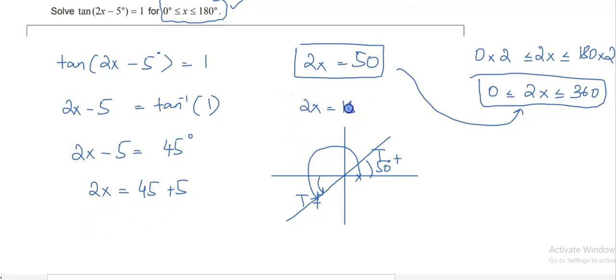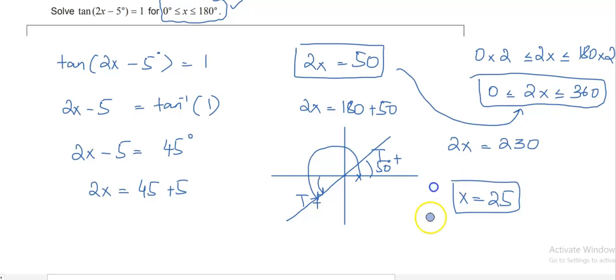so this becomes 180 plus 50, right? So this becomes 2x is equal to 230 degrees. Now I'll divide all of them by 2, so we end up getting x is equal to 25. That's my first answer, and the second answer is going to be 230 divided by 2, which is 115 degrees, right? So these are the two angles that we have within the interval of 0 less than x, which is less than or equal to 180 degrees.